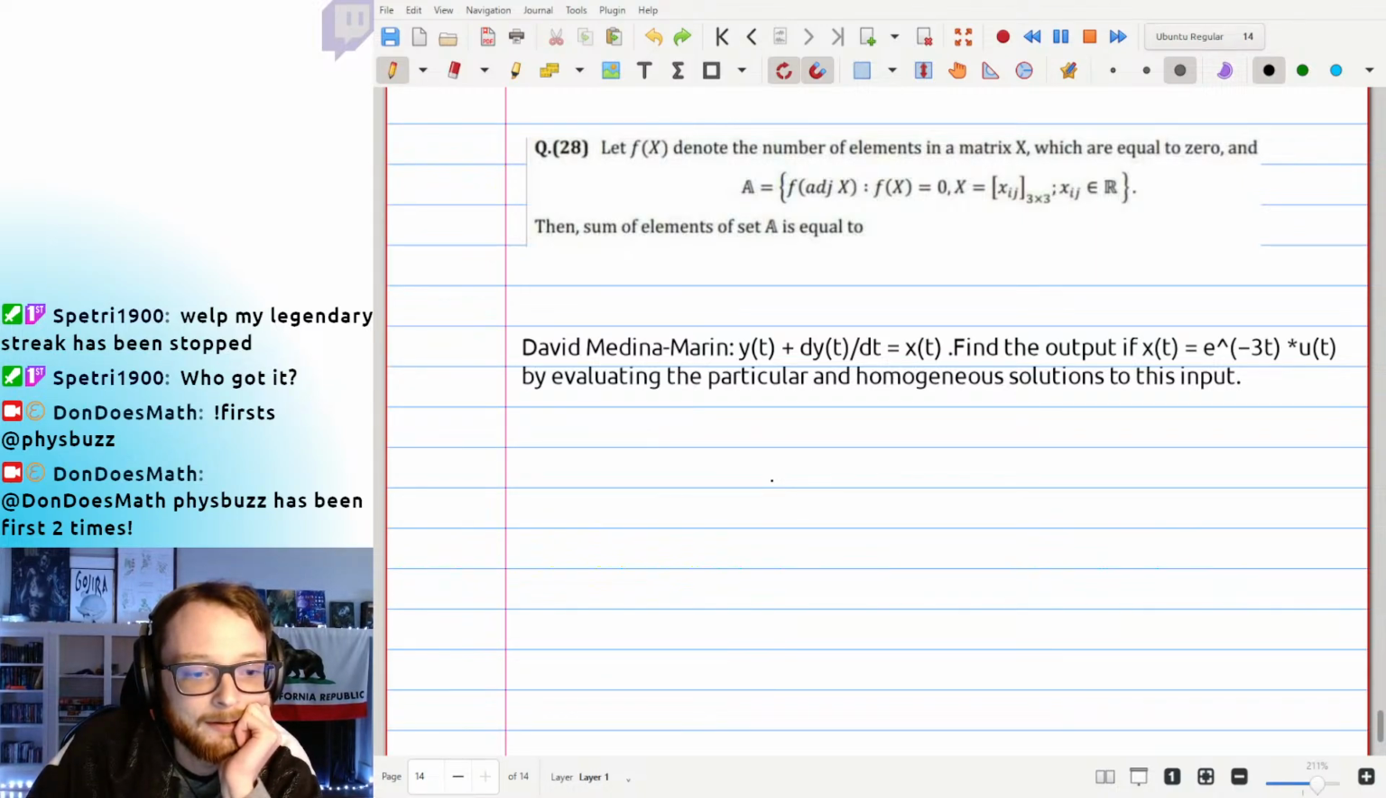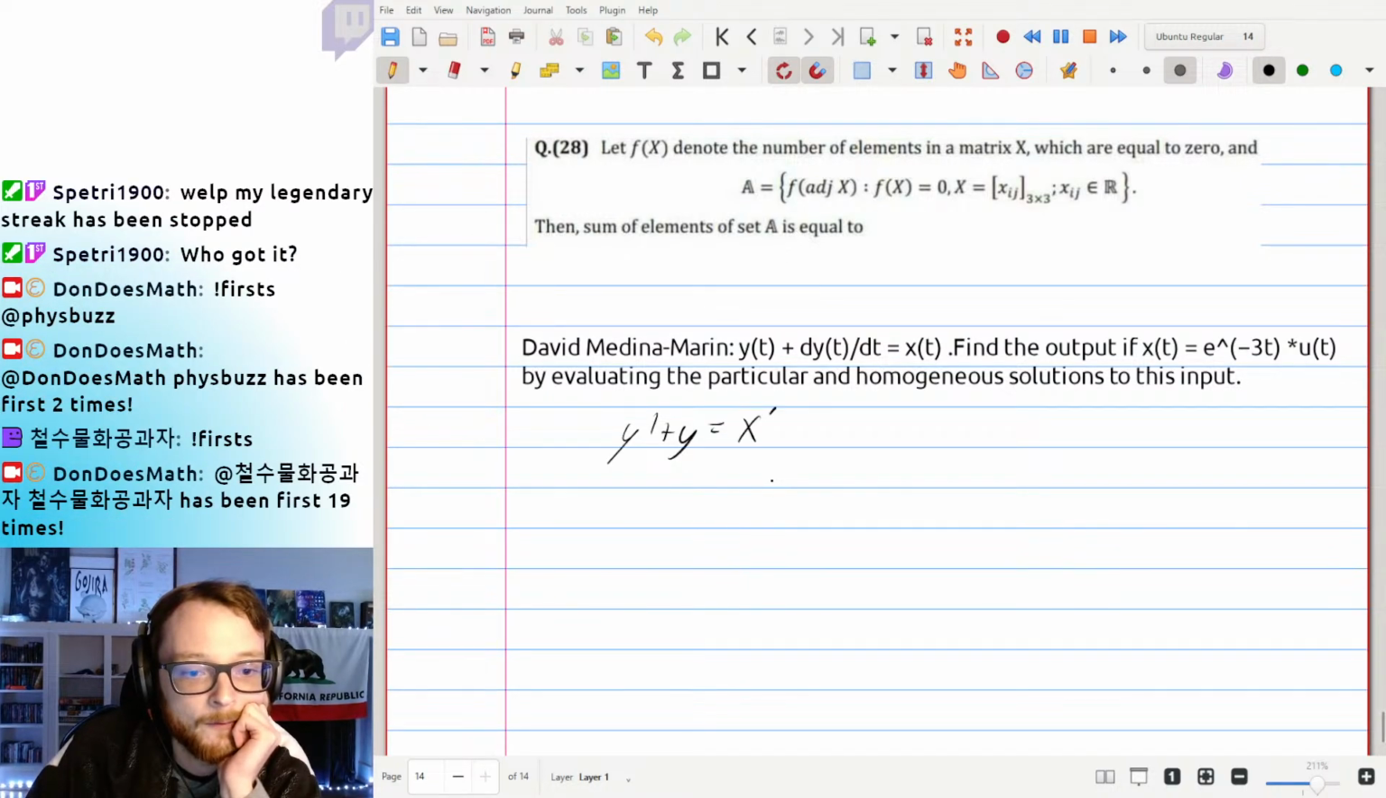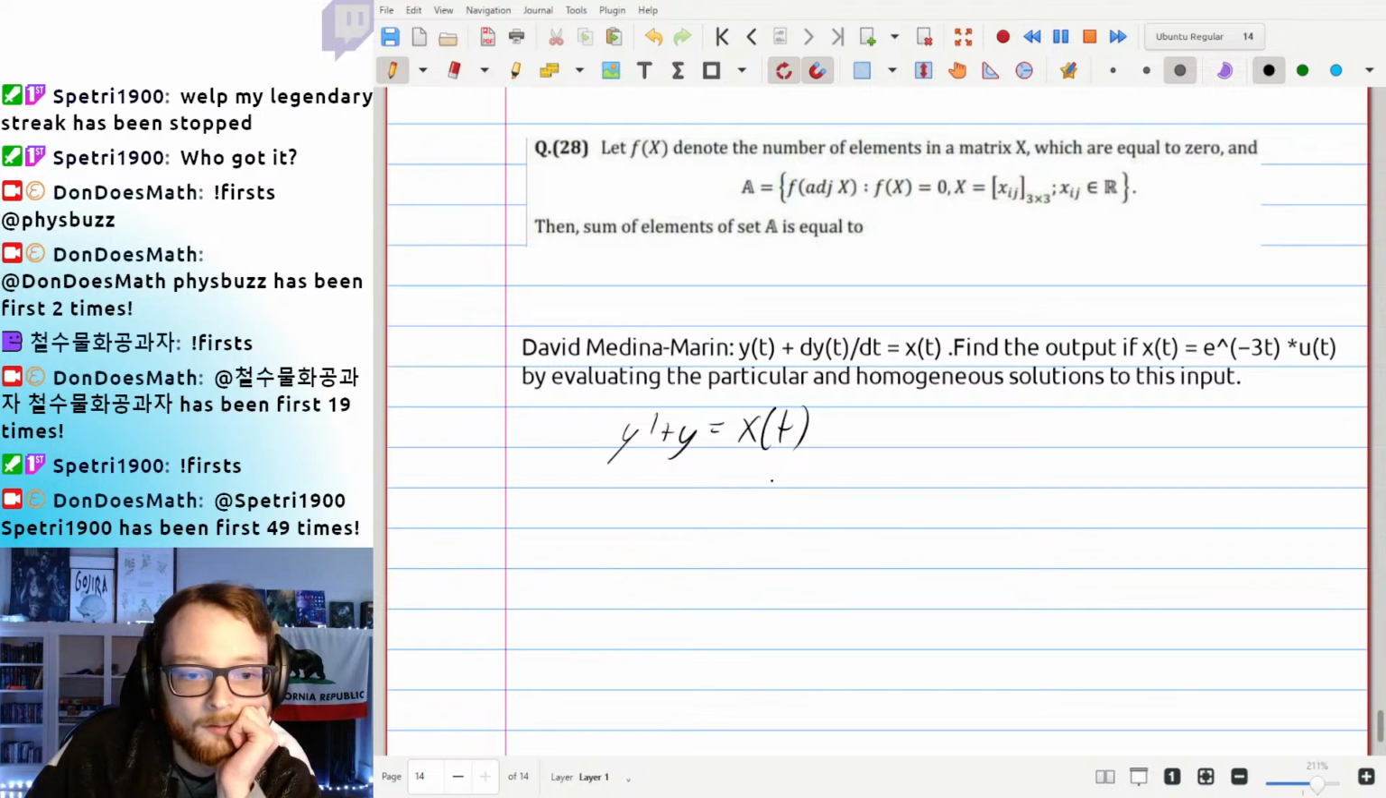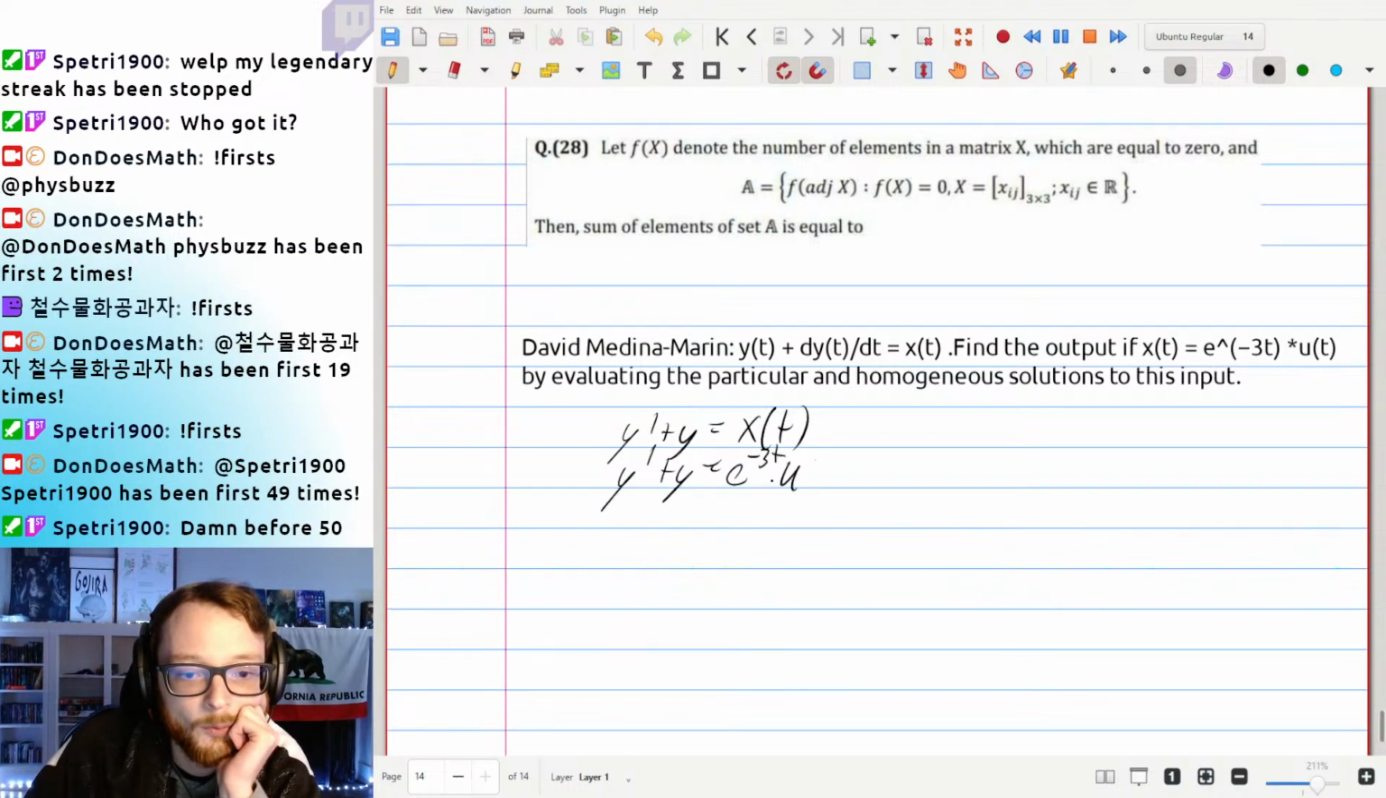So, this is y prime plus y equals some function x of t. But we have x of t is equal to e to the minus 3t u of t, interestingly. We don't know what u is.